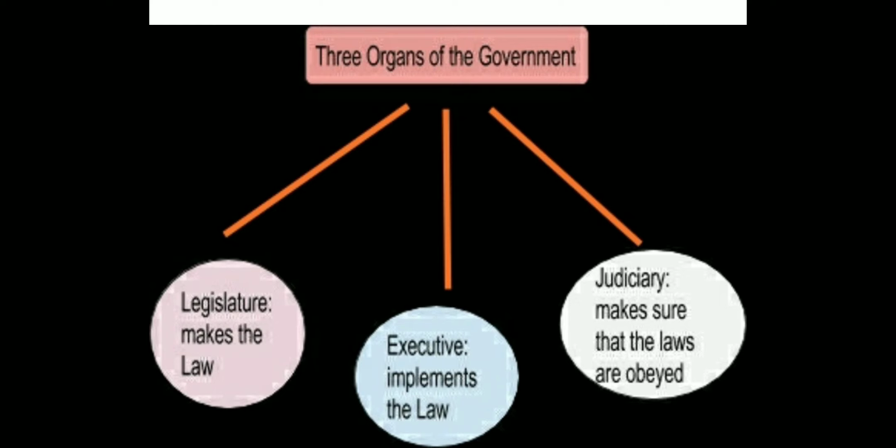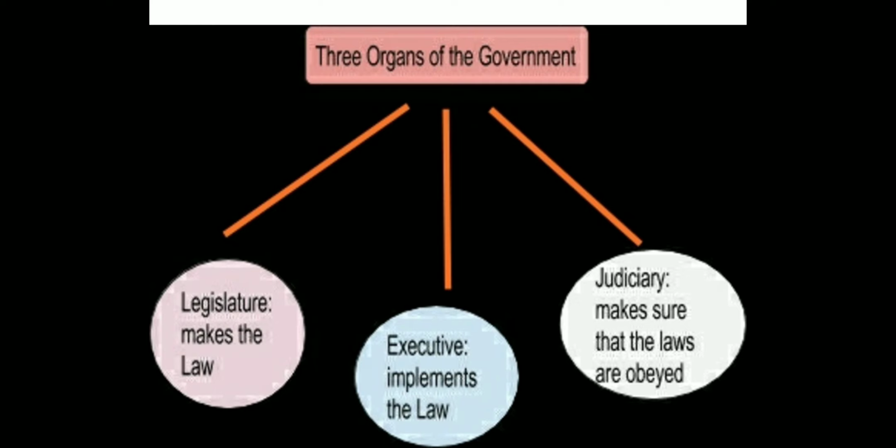These three organs are present both at the center level and at the state level. What is the task of legislature? Legislature is the law making body. We have studied in the previous chapter the union legislature and the state legislature. The union legislature comprises the union parliament, that is the Lok Sabha and the Rajya Sabha. And at the state level, we have the state legislative assemblies, and at some places, state legislative councils, the Vidhan Sabha and the Vidhan Parishad. They are the law making bodies. The laws are made in the parliament.